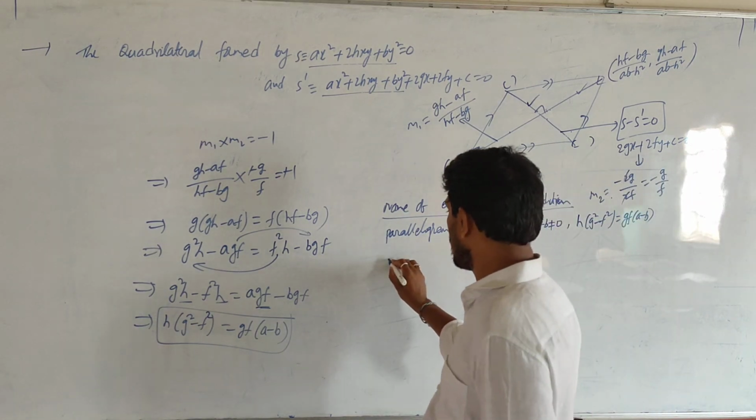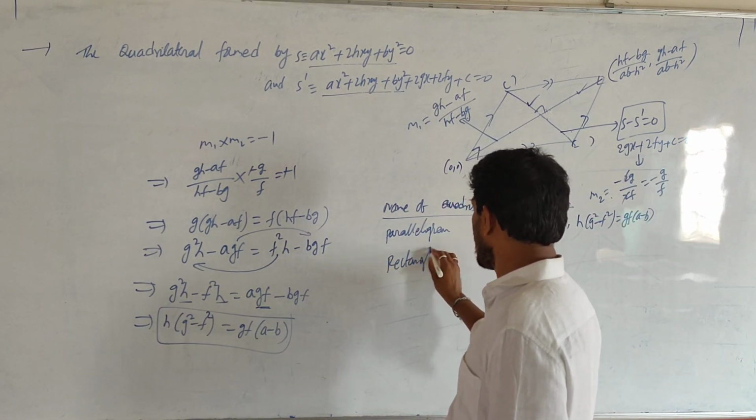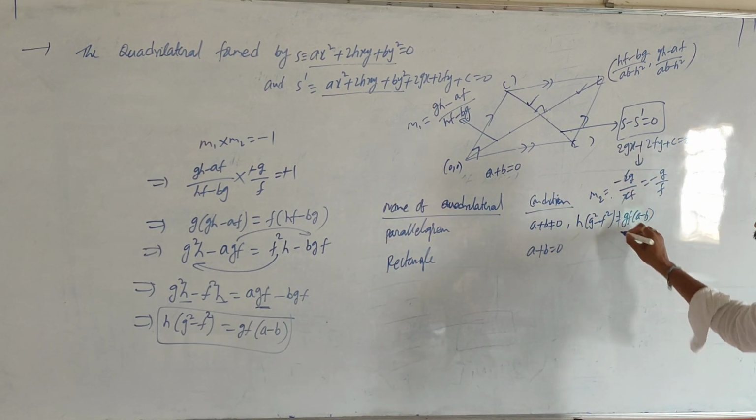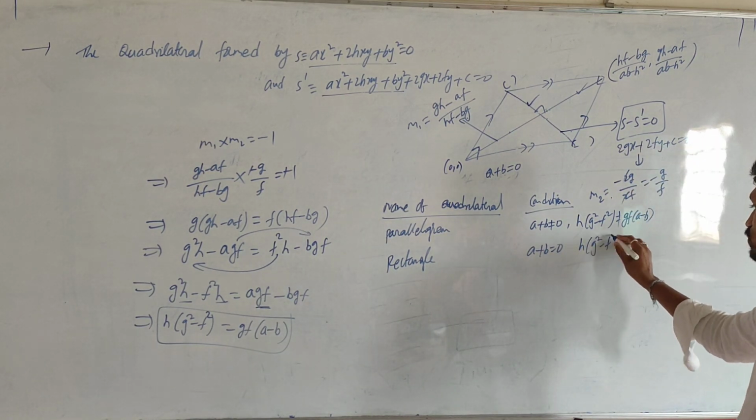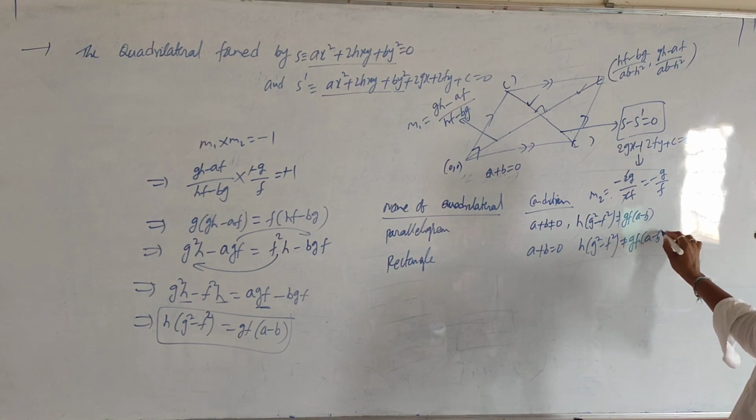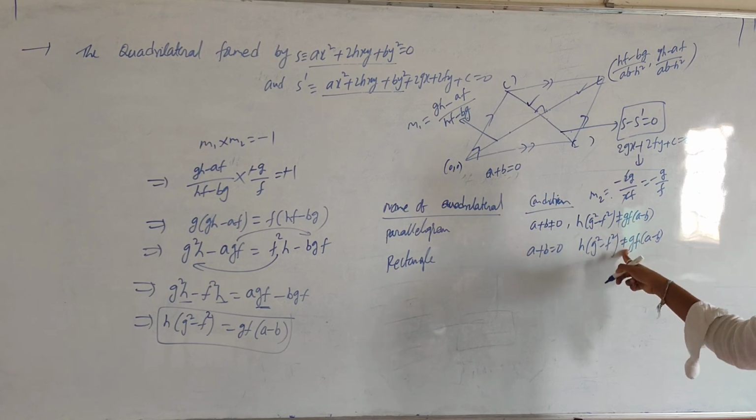Next, rectangle. Rectangle means here a plus b is equal to 0 and this one also does not hold: h into g square minus f square is not equal to gf into a minus b.